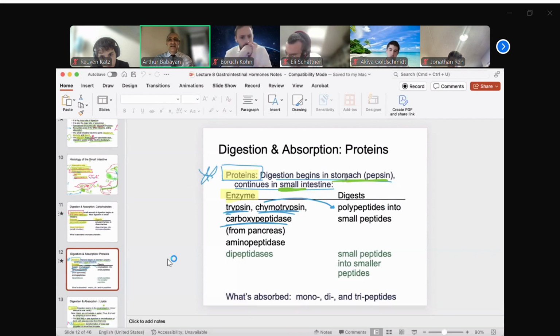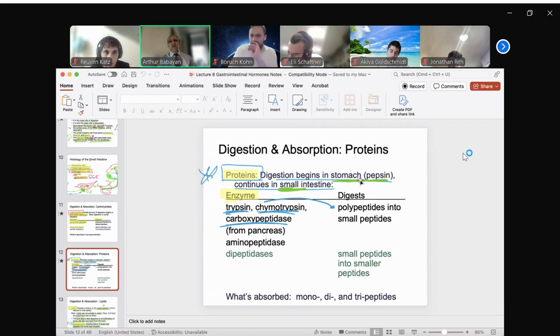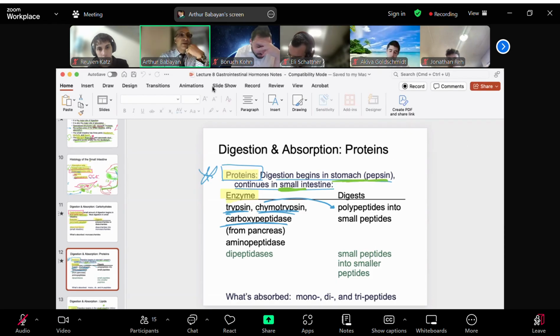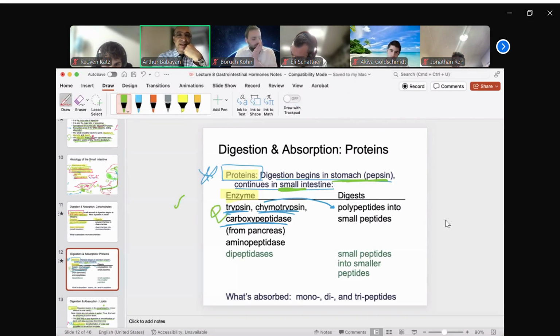Proteins: digestion begins in the stomach with pepsin and continues in the small intestine with trypsin, chymotrypsin, carboxypeptidase. MCAT exam, DAT exam question. In your exam, it will be mandatory to know about trypsin and chymotrypsin. That will be on the MCAT exam, and a DAT exam question about trypsin, chymotrypsin. Mandatory to know.